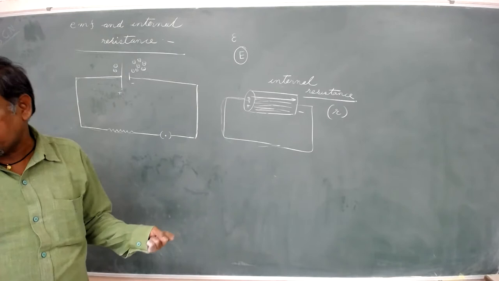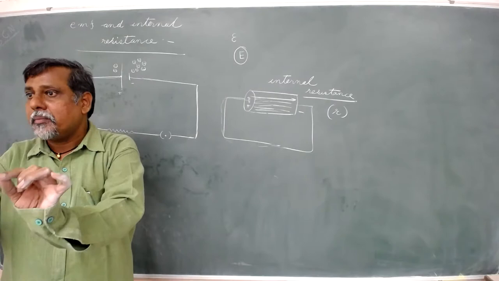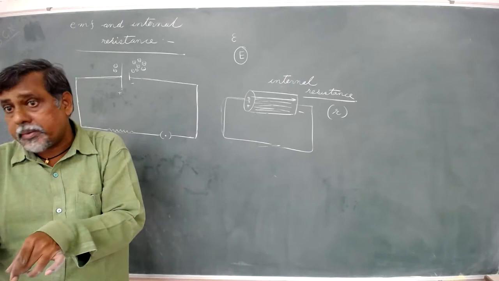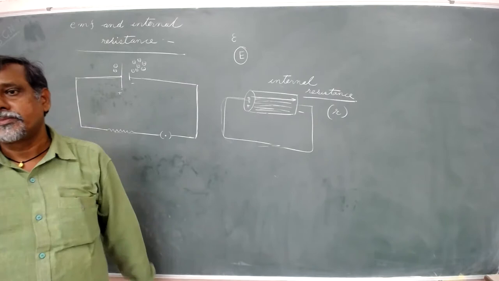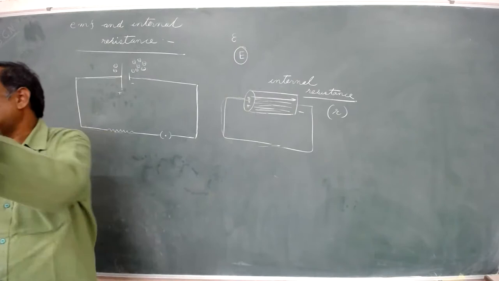Now the electromotive force, in other words: whenever you make any circuit with the cell, when the circuit is open, the potential difference across the two terminals of the cell becomes the electromotive force. The moment the circuit is closed, electric current flows. Then the external resistance also has to be considered, and an external potential gets developed, which is called the potential drop. Usually we write this as V. V stands for external potential.